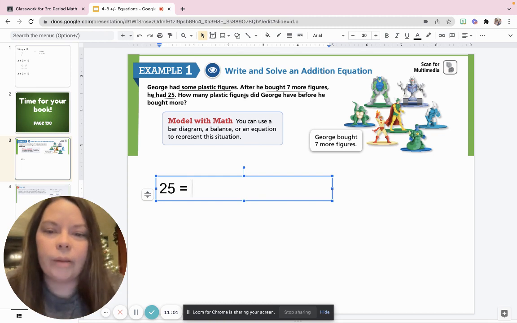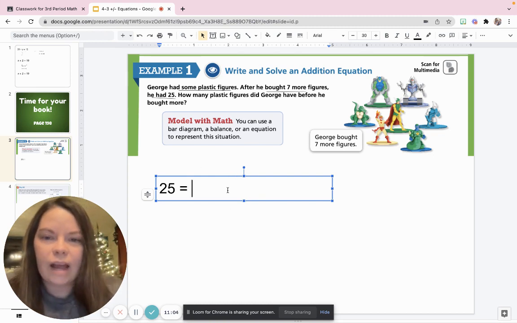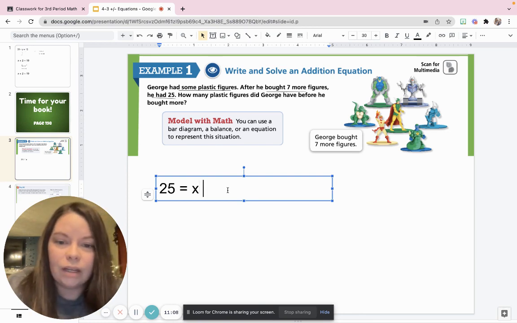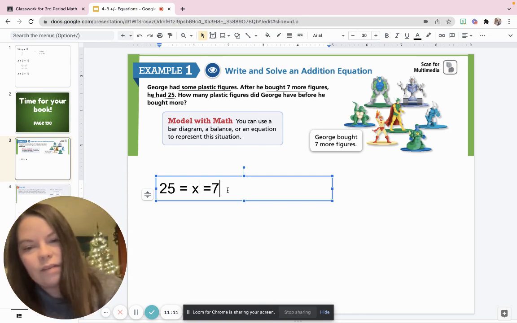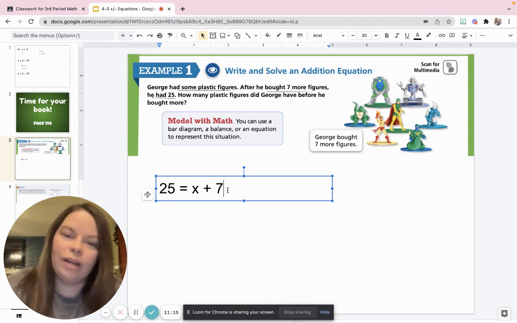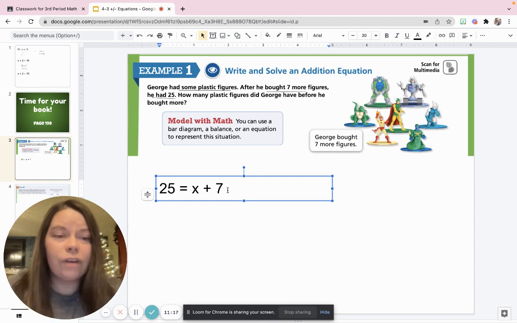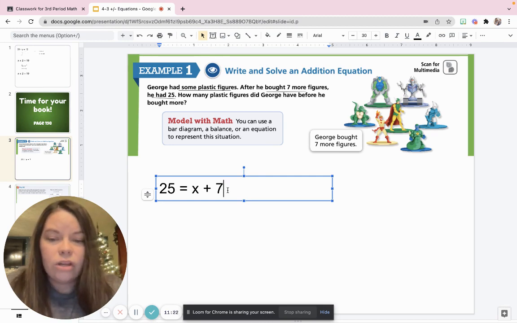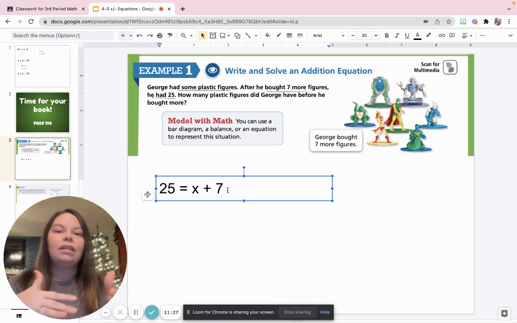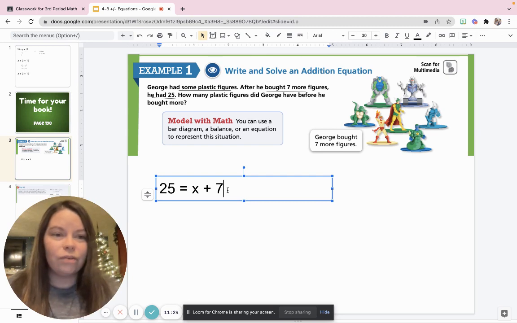But anyway, okay. So if I have some plastic figures, I don't know how many, and then I get 7 more of them, that means I'm going to add 7, right? We already figured out how to solve this, right? So now the hard part's over. So now all I have to do is kind of undo using the inverse operation. What does the inverse operation mean again? It means the opposite. What is the opposite of adding?